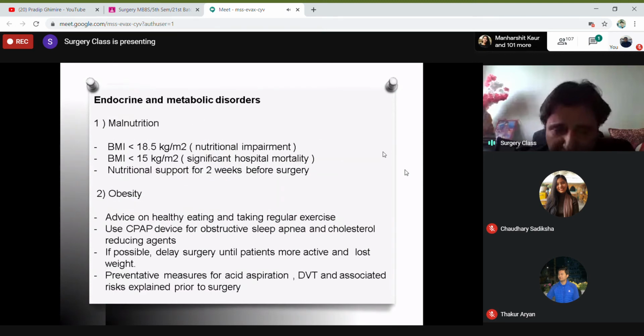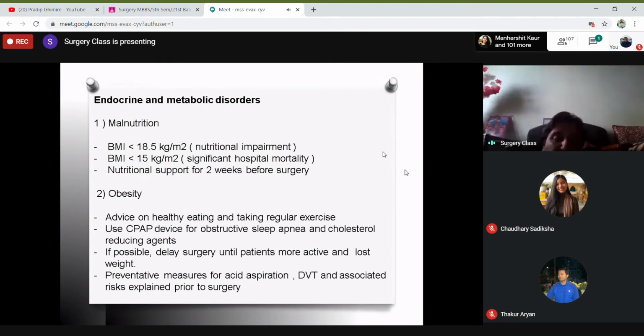So endocrine and metabolic disorders. In that you have to see the nutrition of the patient. So you know about the WHO classification of BMI for the Asian continent. Where a BMI less than 18.5 is nutritional impairment, and less than 15 is significant hospital mortality. So it is classified. You can see the classification on the net. The WHO classification for body mass index is different for the Western population and for our population. So you can see that.